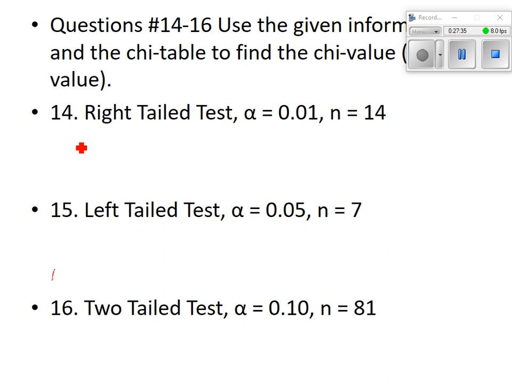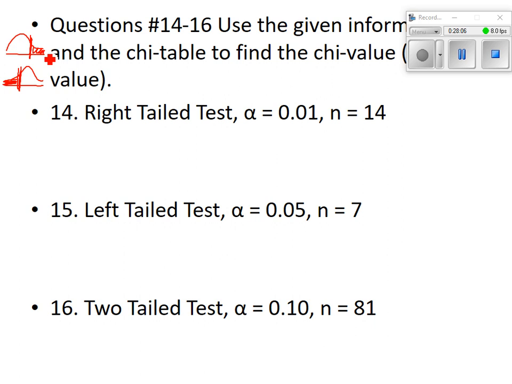So 14 says your right tail. First thing I messed up was forgetting that chi-square chart. On your z-chart, the z-chart always tells you the area from a spot to the left. The chi-square chart tells you the area from a spot to the right. It's backwards. That's the first thing I messed up.